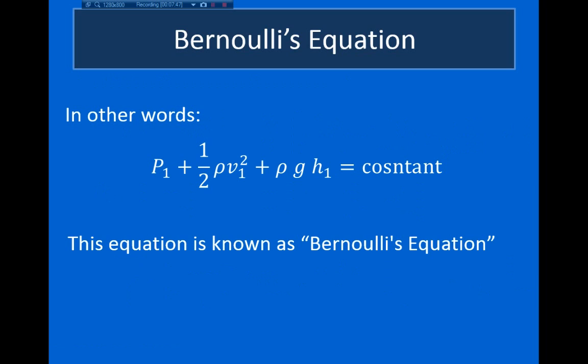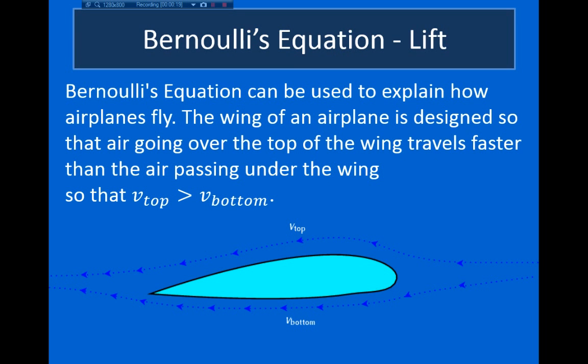So what this means is that this quantity right here, pressure plus 1/2 mass density times speed squared plus rho g h, is always going to be equal to a constant. And this equation right here is called Bernoulli's equation. It turns out that we can use Bernoulli's equation to describe all sorts of really useful phenomena. And one thing that I want to look at in particular is lift.